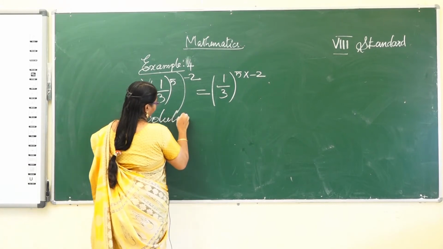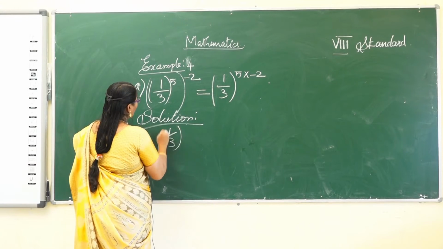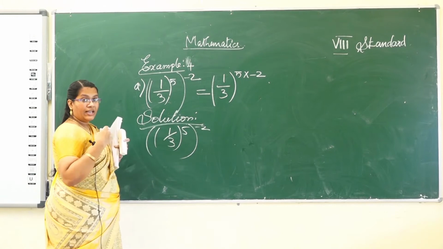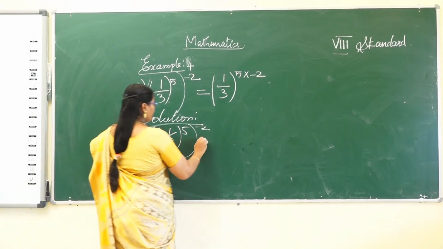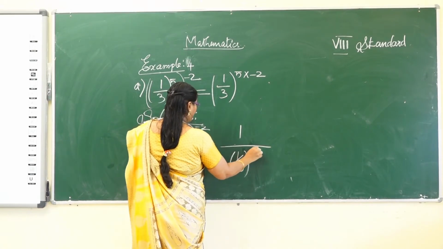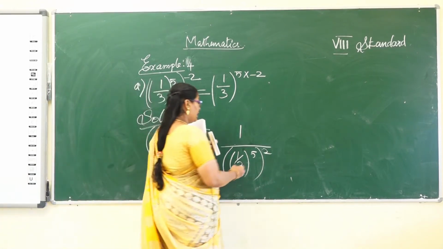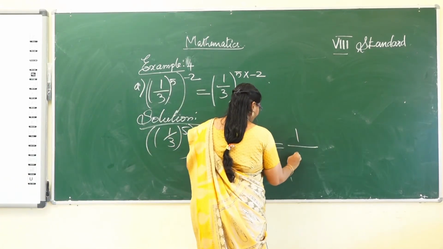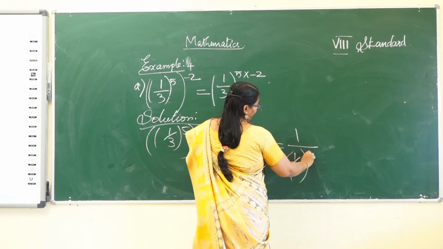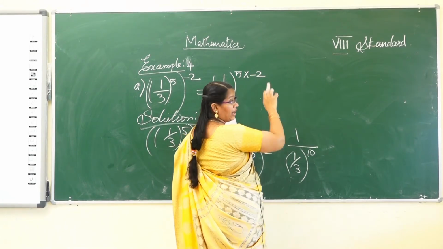First we consider the left hand side: (1 by 3) the whole power 5, the whole power minus 2. The negative exponent is given, so we can write (1 by 3) the whole power 5, the whole power of 2. And next, the powers will be multiplied. So 5 2s are 10. Here we want to prove the 5 into minus 2.